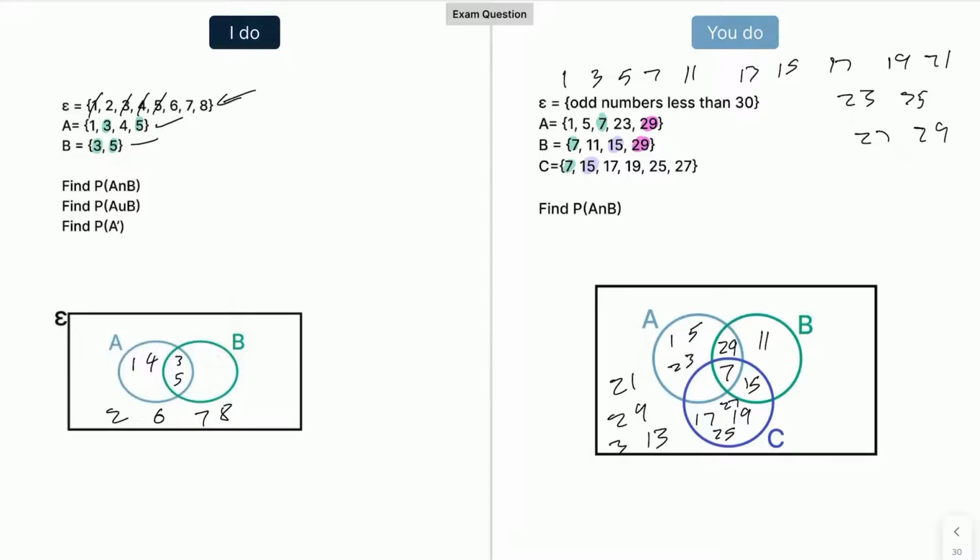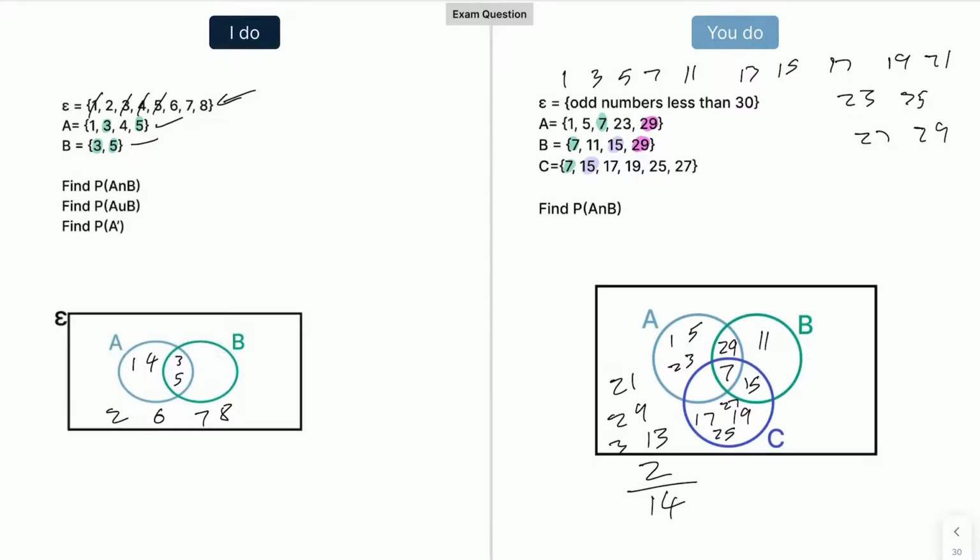So then it says find the probability of A and B. So the probability of A and B, well, there's 2 numbers inside there, so that is going to be 2 out of a total of 14 numbers.